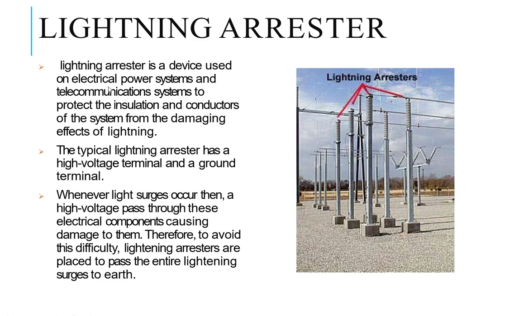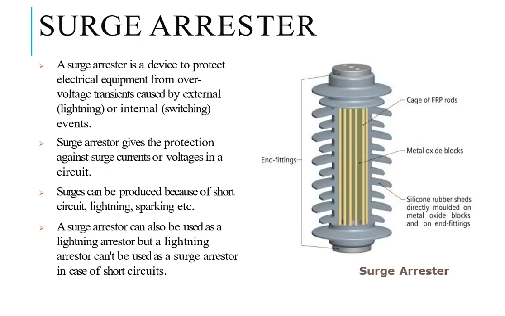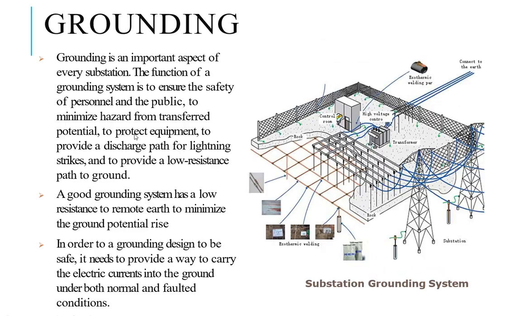Lightning arresters. These are devices used on electrical power systems and telecommunication systems to protect the insulation and conductors of the system from the damaging effect of lightning. A surge arrester is a device to protect electrical equipment from overvoltage transients caused by external lightning or internal switching events.